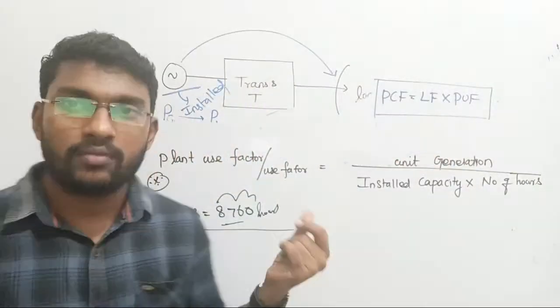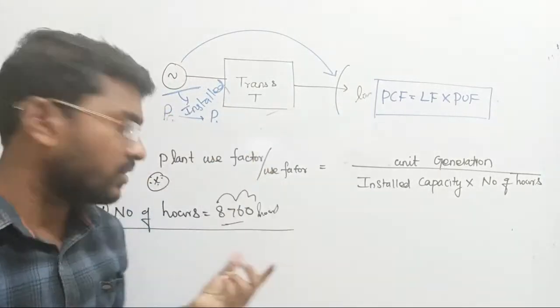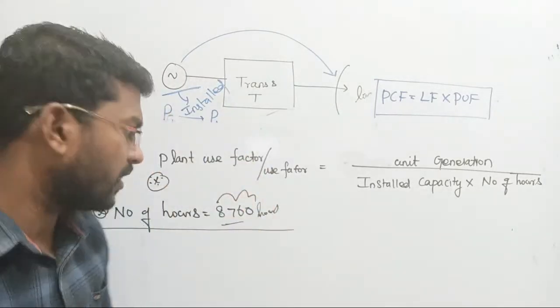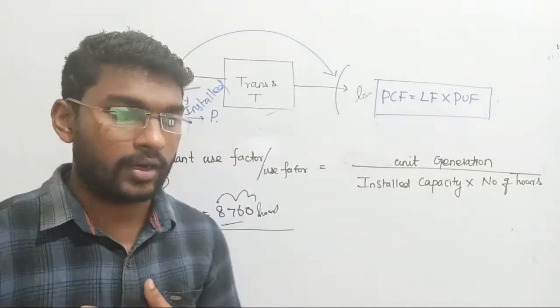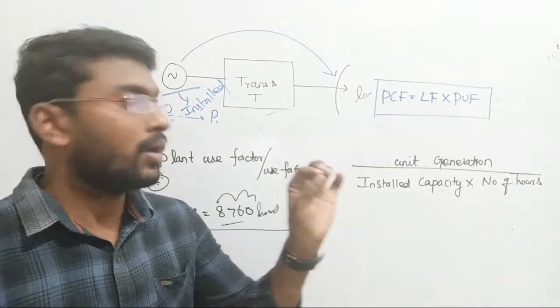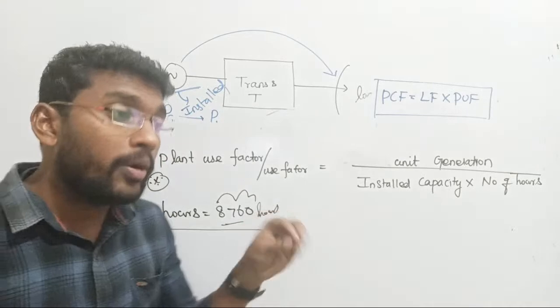In an exam, a fraction of a second is important, right? It is not a big value to memorize. 876 we can simply register, right? Getting back to the conclusion here: for plant use factor, we consider 1 year, 8760 hours, right? You know the hours, how many hours.